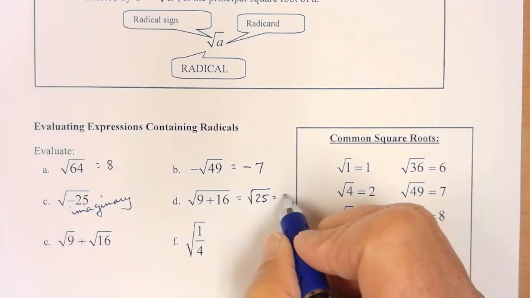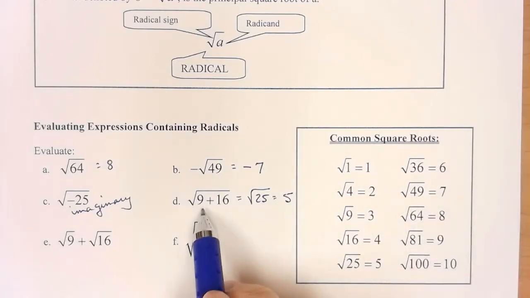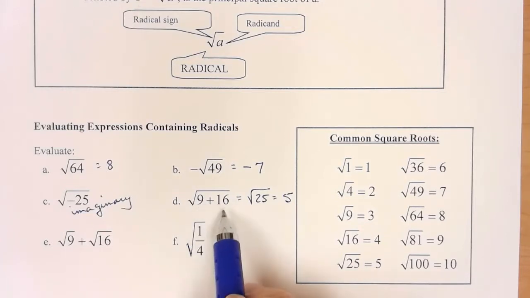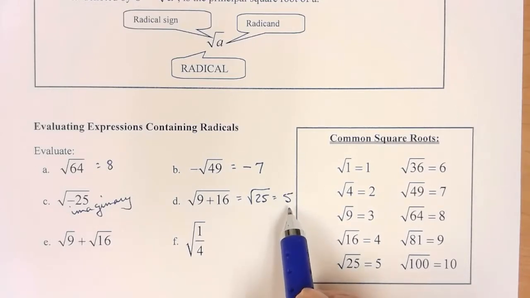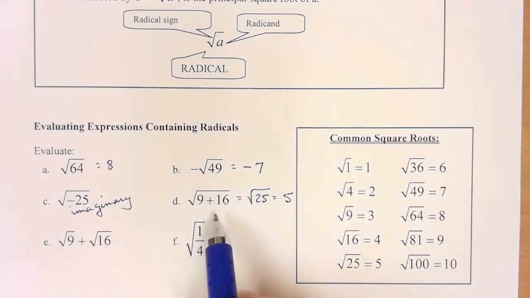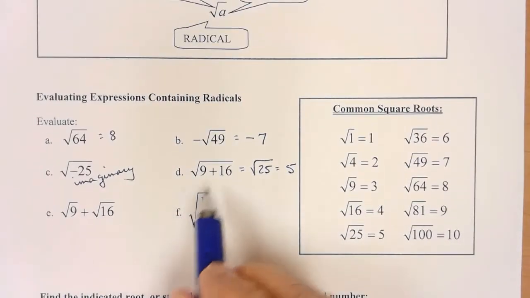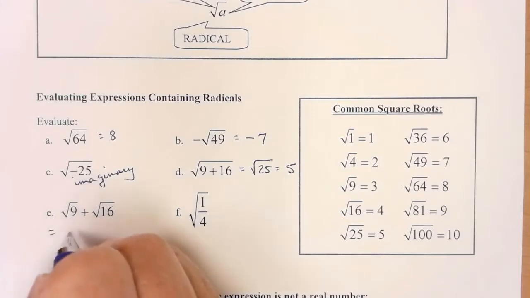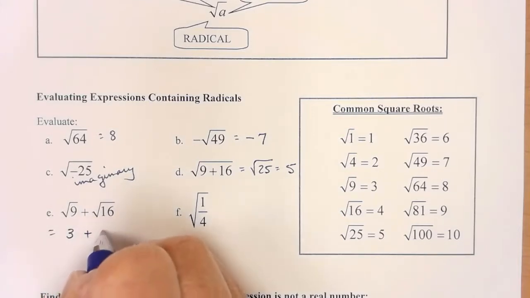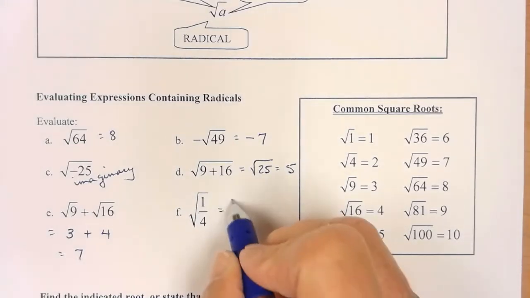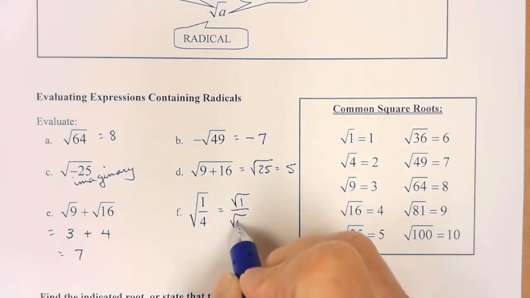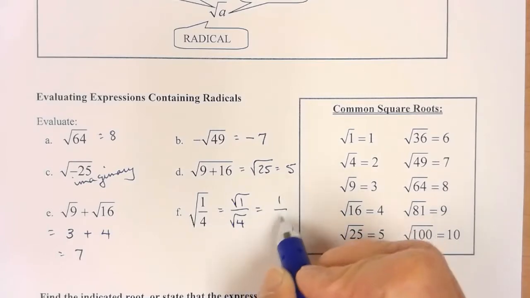So square root of 25 is 5. If you try to do those individually and go square root of 9 is 3 and square root of 16 is 4 and then add them together, it's not going to get anywhere near that. So a square root works on a single value. This one is similar to that, except notice it's individual. That equals 7. In this one, I take square root of 1, square root of 4, gives me 1 over 2.